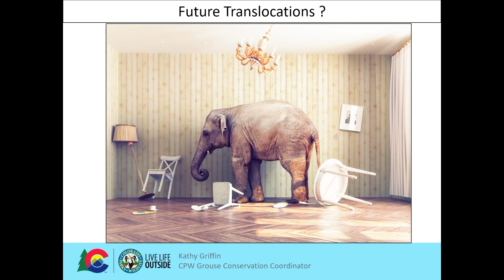So Tony talked about a big ape in the room, and this is the big elephant in the room. What if the high male counts don't come up? What if the PVA shows that there's no way we can safely remove birds from Gunnison Basin? Or if we can remove some birds from Gunnison Basin safely, is it enough to actually help these recipient populations?